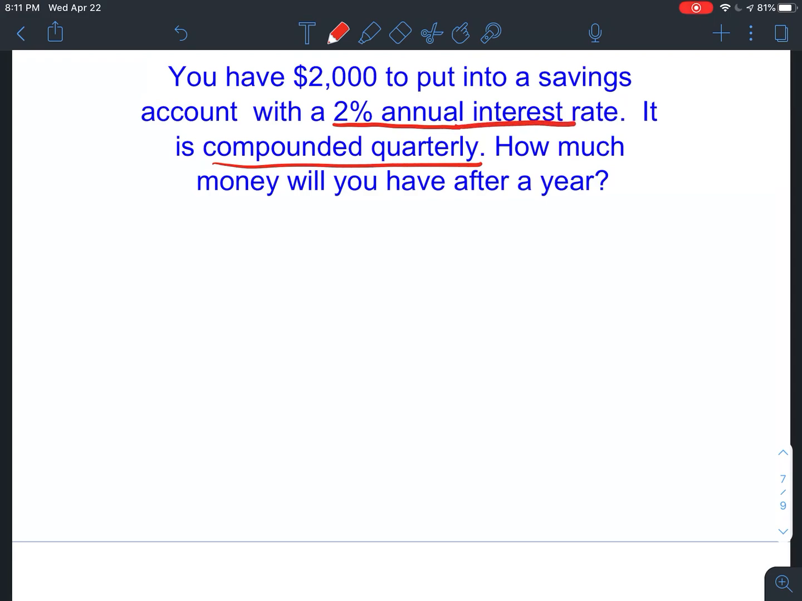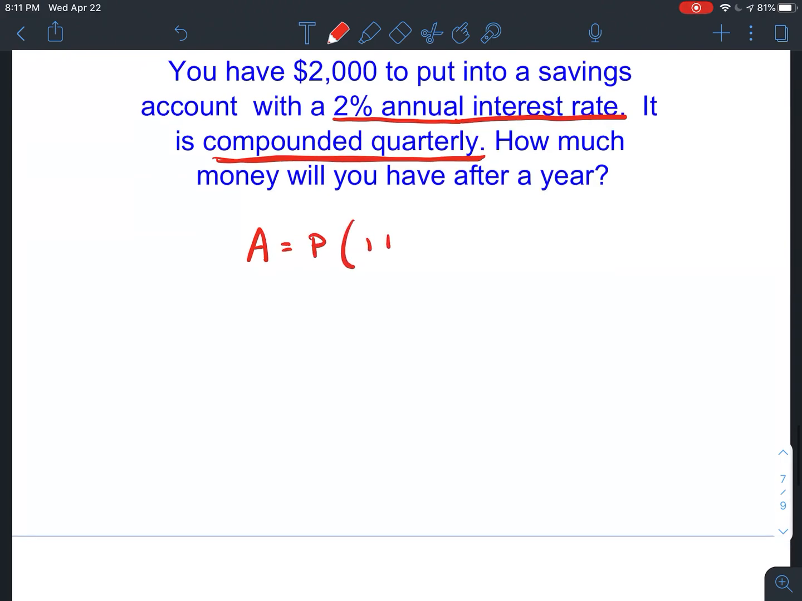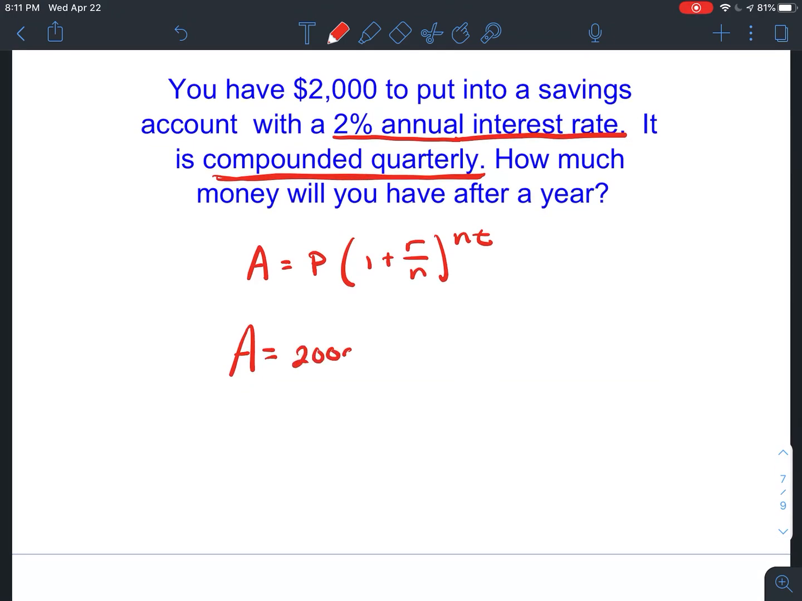Okay, so as soon as this interest rate is compounded for a different amount of time, we know we're going to be using this compound interest formula. So we are looking for what we have at the end of the year. So that's A. My principal, or the initial amount that I invest, is the $2,000. And I have 1 plus my interest rate is 0.02, compounded quarterly. So quarterly, think of 4 quarters, has n equal to 4.